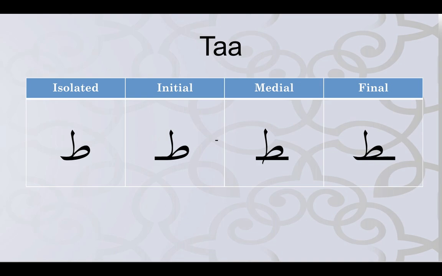Next we have the letter Ta and its sister letter Za. The letter Ta, its isolated and initial forms are the same, and its medial and final forms are the same. Along with the letter Za, its isolated and initial forms are the same, and its medial and final forms are the same, but the letter Ta has no dot in it, the letter Za does. No dot, dot.